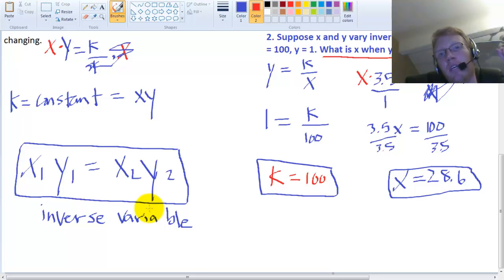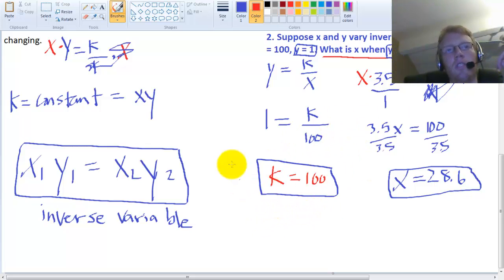And again, let me reiterate the importance of always checking your answer for common sense. With inverse variation, when one variable goes up, the other variable has to go down. So let's use this one as an example. The value of y was 1, and it ended up at 3.5. Okay, so the y value went up, so the x value has to go down. So it went from 100 down to 28.6. So that at least checks out your common sense of one thing going up and the other going down.